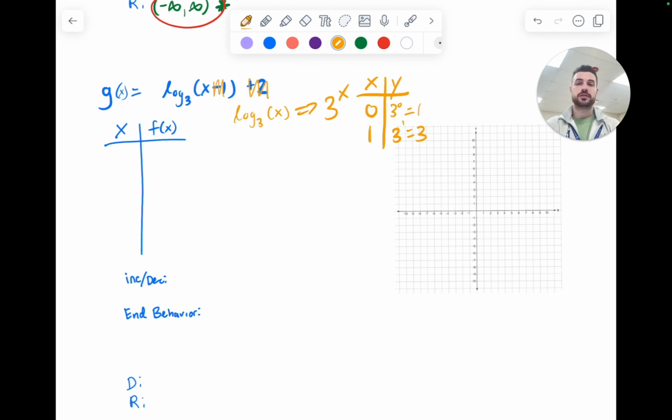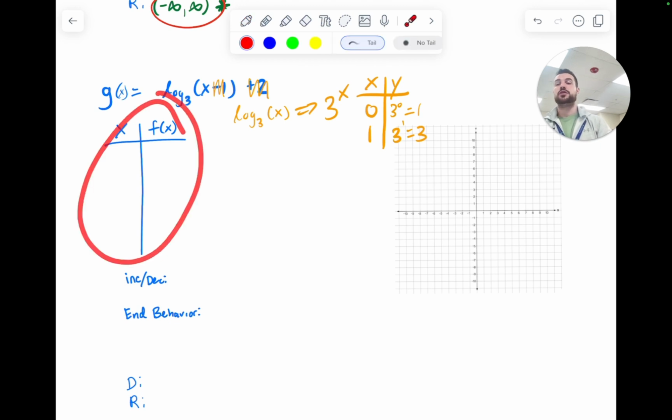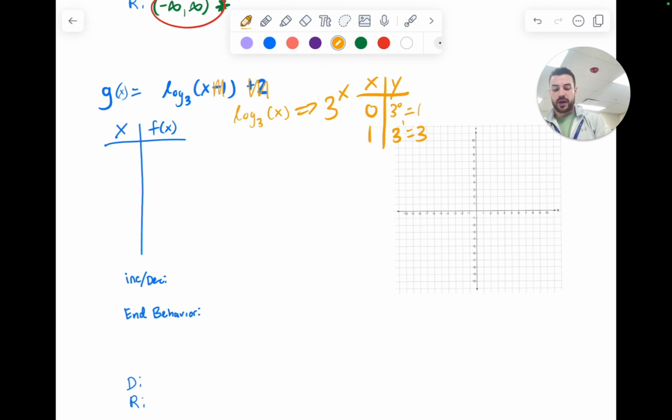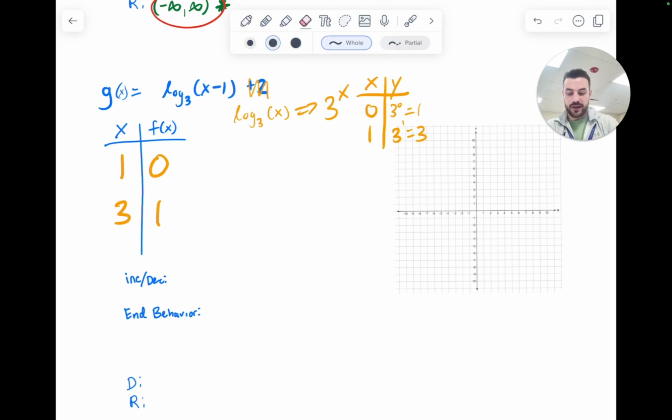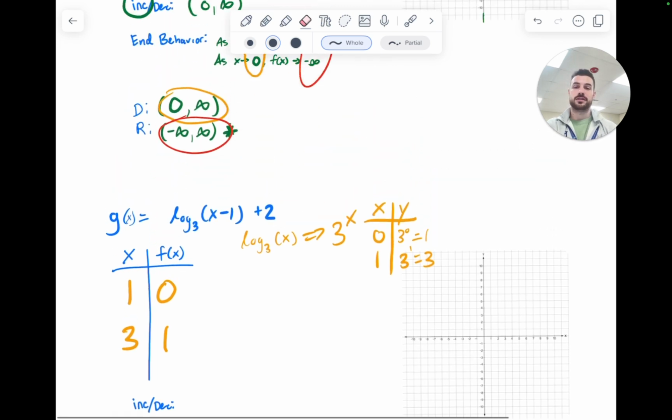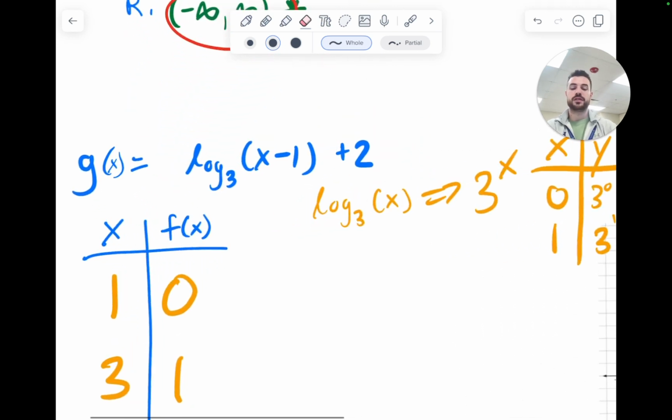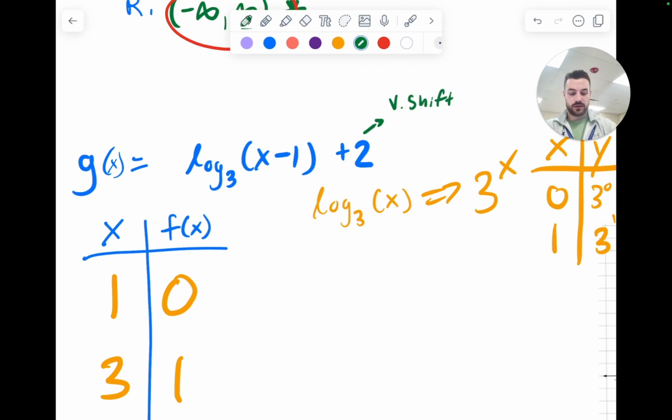Because logs and exponentials are inverses, we're going to flip them before we put them into our table. So we're actually going to have (1, 0) and (3, 1). Now, this one's a little bit different than the last one because we actually have some transformations we need to take a look at. Just like with our previous functions, the rules are going to stay the same. So when I am adding or subtracting at the end of my function, this is going to be a vertical shift. In this case, it is up 2.